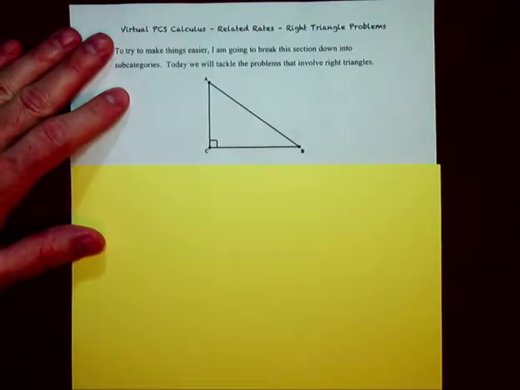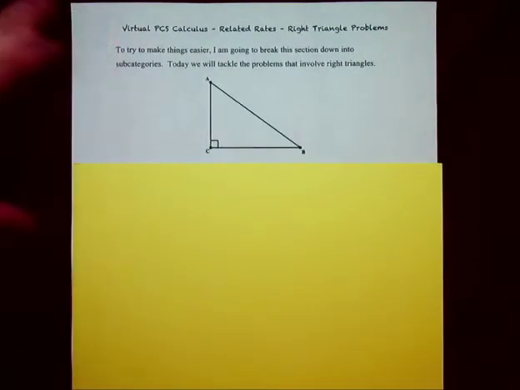And we're going to talk about right triangles. Okay. Now, like I said, to try to make things easier, I'm going to break the section down into subcategories, and we're going to be doing word problems that involve us setting up a Pythagorean relationship based upon a right triangle. So, we're going to be reading word problems, setting up right triangles, and basically setting up equations with respect to those right triangle relationships.